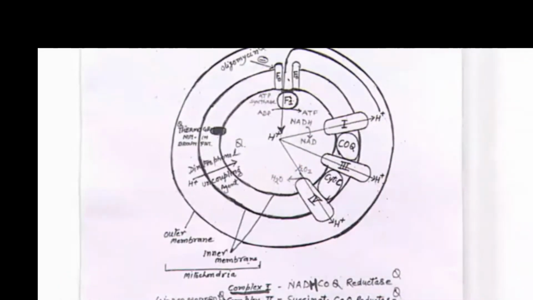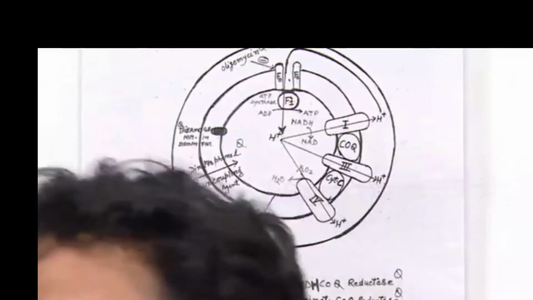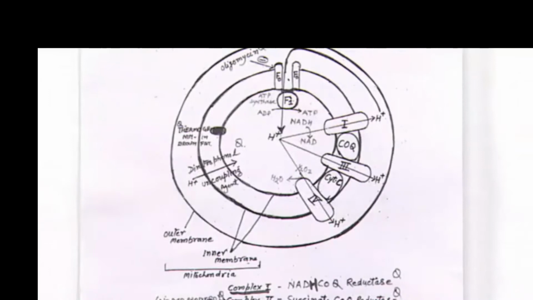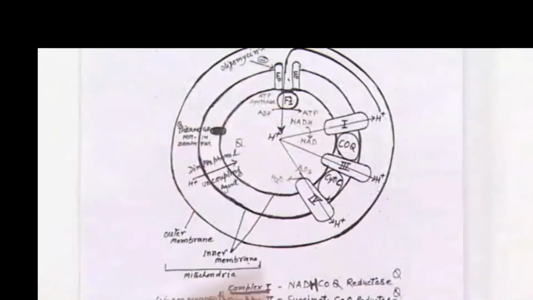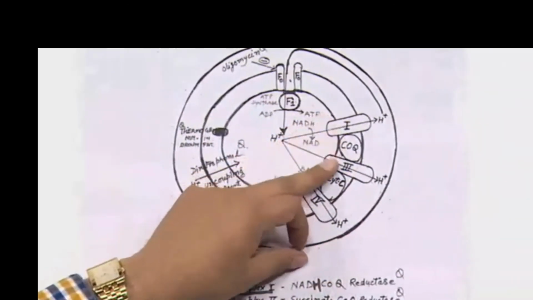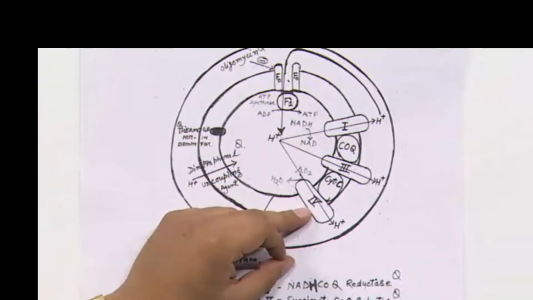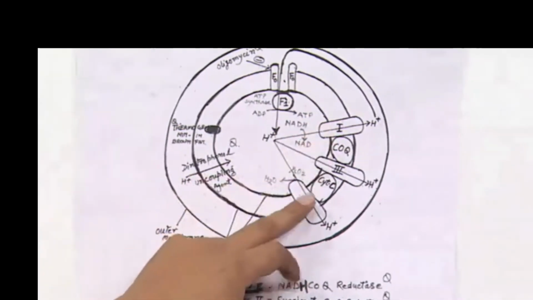I told you initially that hydrogen and electrons have a similar property of reduction, so we consider hydrogen and electron the same. Means in this electron transport chain, hydrogen is moving via this chain, so you can say electron is moving via this chain. That is why it is called the electron transport chain. And the last acceptor of electron is oxygen.